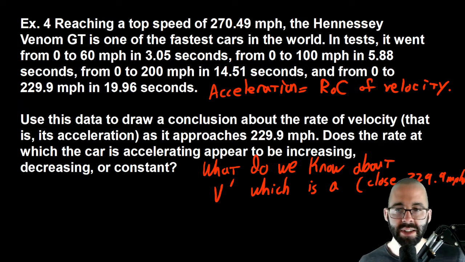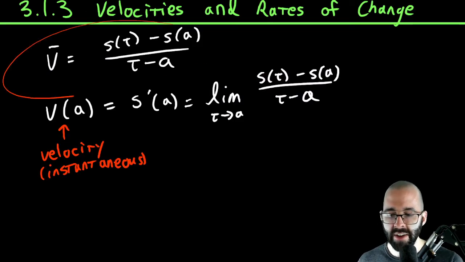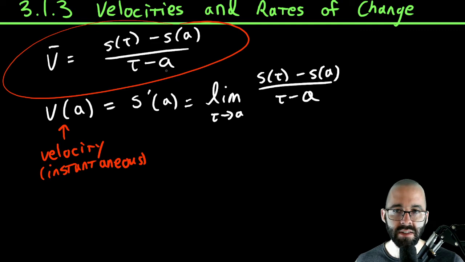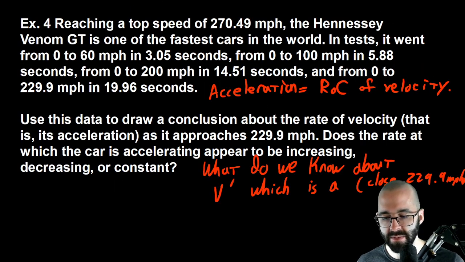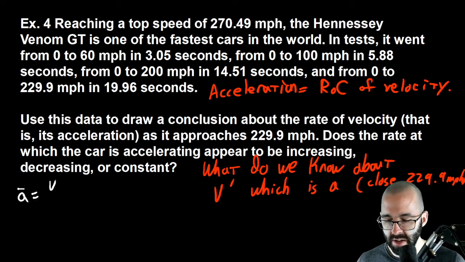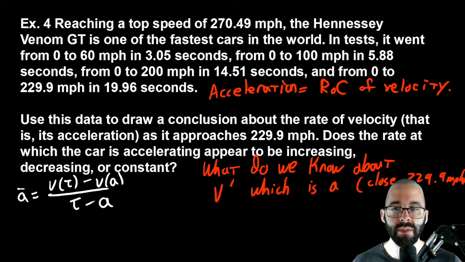So let's look at these average rates of change. We can use this information about velocity to find an average acceleration, just like v bar, the average velocity, was using the average rate of change of position. We can get average acceleration the same way. So a bar is going to be v of t minus v of a over t minus a, just like before.